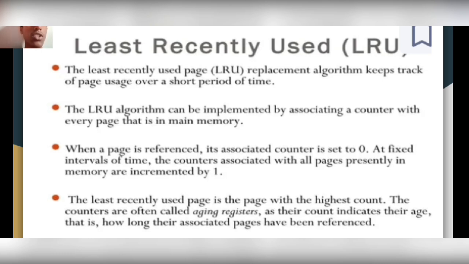Least recently used. The least recently used page replacement algorithm keeps track of page usage over a short period of time. The LRU algorithm can be implemented by associating a counter with every page in main memory. When a page is referred to, its associated counter is set to 0. At fixed intervals of time, the counters associated with all pages presently in memory are incremented by 1. The least recently used page is the page with the highest count. The counters are often called aging registers, as their count indicates their age, that is, how long their associated pages have been since referred.